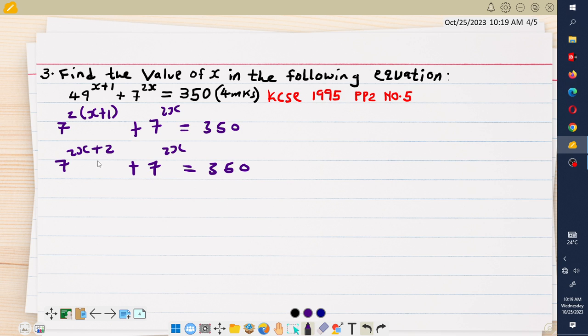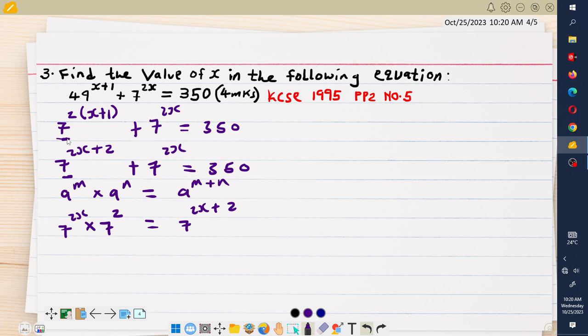Then I'm going to reverse the law here. Remember, when you have a to the power of m multiplied by a to the power of n, this should give you a power m plus n. Now on this side, my powers are already added, so I have 7 power 2x plus 2. So it means initially it was 7 to the power of 2x multiplied by 7 to the power of 2, so that when you add the powers, you get this value here.